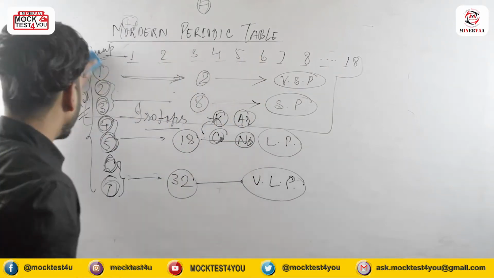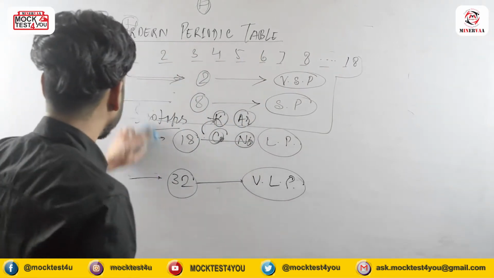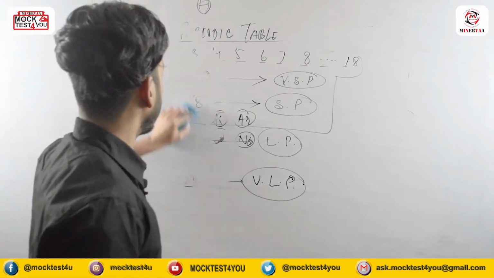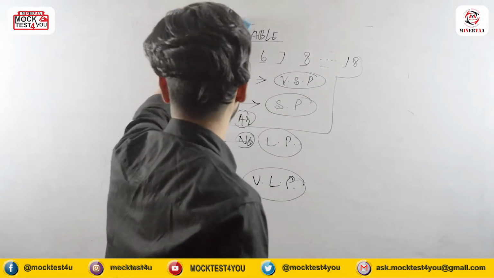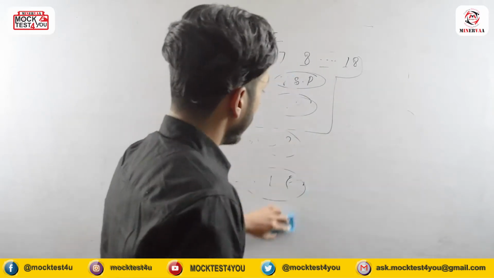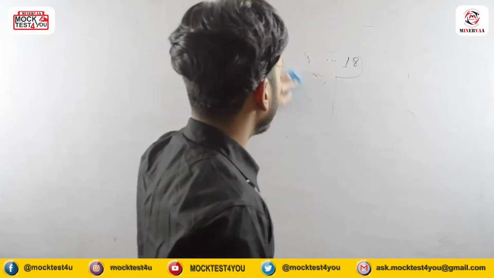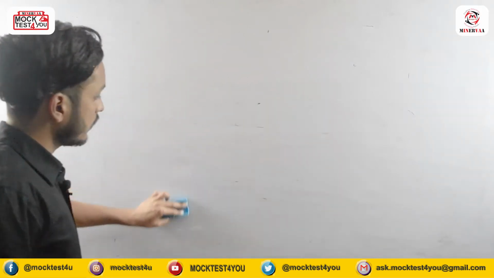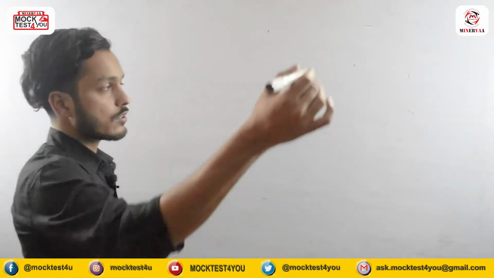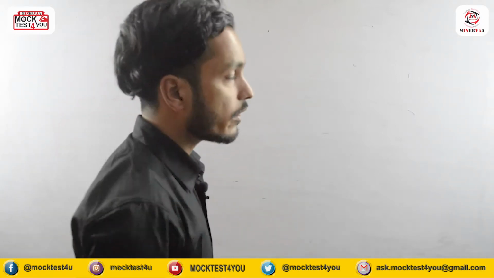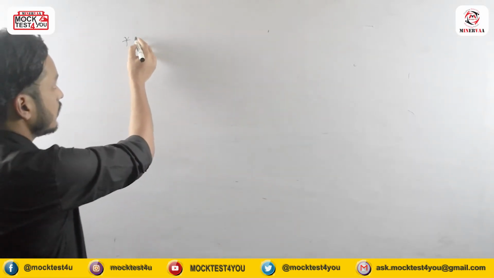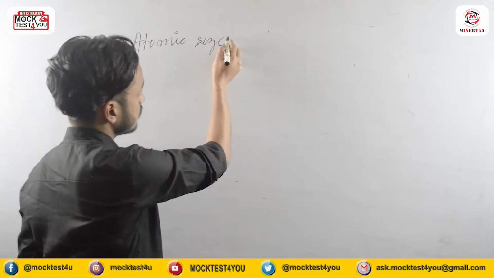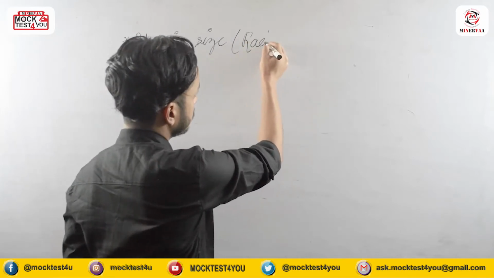Now the most important thing according to the ICSE syllabus is the variations. We have to learn about variations like atomic size, metallic properties, non-metallic properties, ionization enthalpy, electron affinity and electronegativity, right? We have to learn this. So when we start the trends, the first trend we have to see is atomic size, or it is called radius.